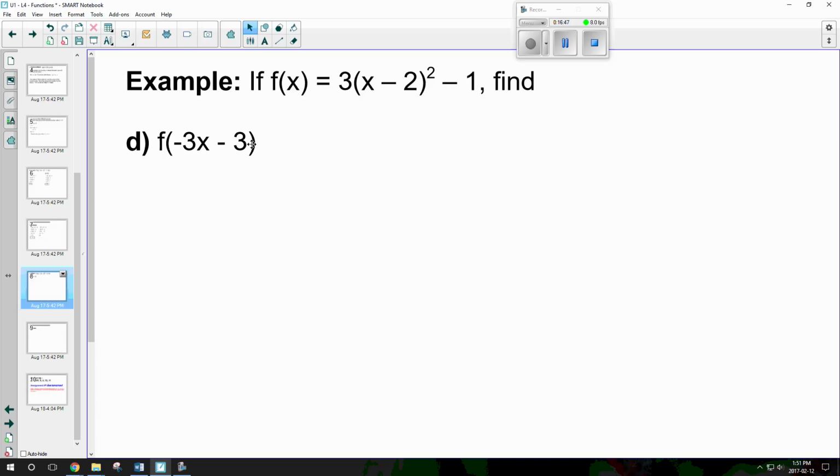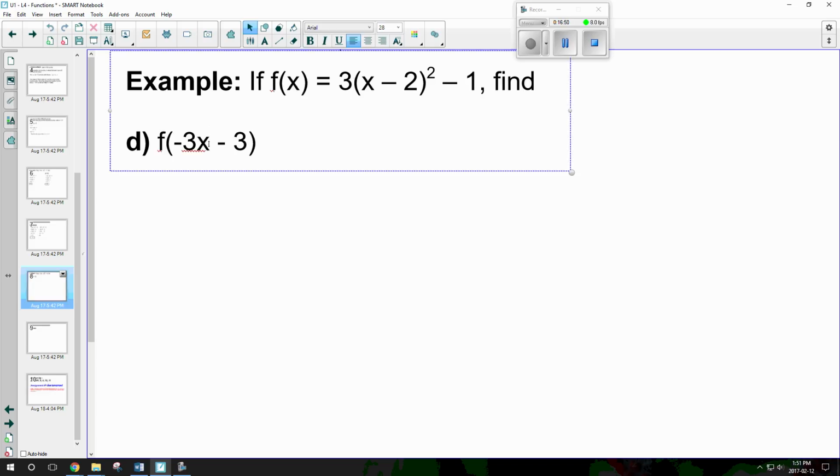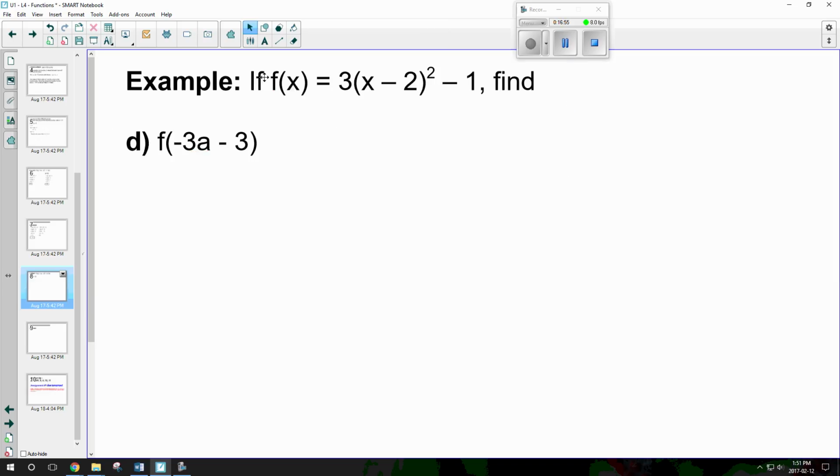In this example, let's actually change this to a. In our next example, we're again given this function, but this time we're asked to find f at negative 3a minus 3. In this case, we have a variable that's being plugged into our equation. So what that means is that we're going to end up with a variable in our final answer. There won't be a single number as our answer. So let's make a little side note about that.